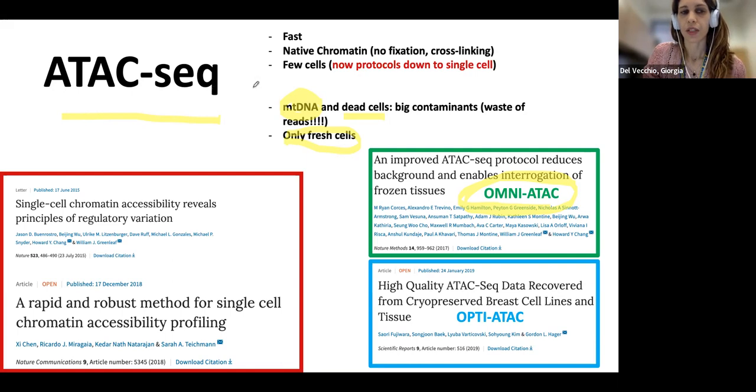The pro of the ATAC-seq is that it is fast, and you don't need to cross-link anything. So it's just native chromatin, no real extra steps. And we are now able to perform ATAC-seq even in single cell.